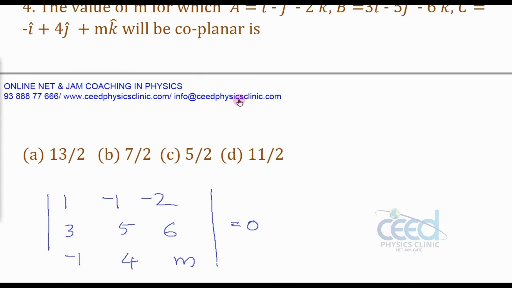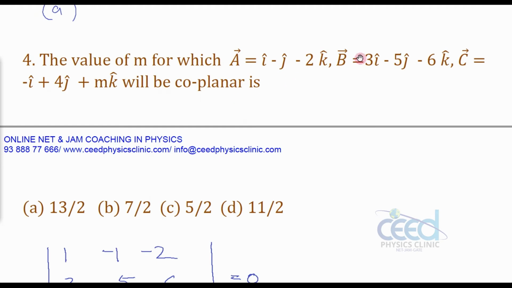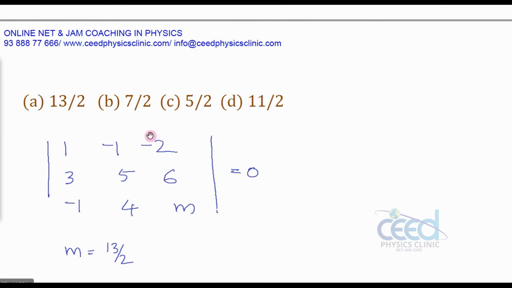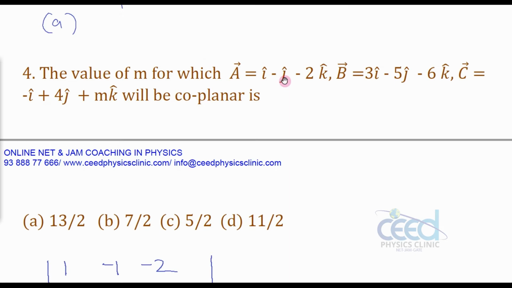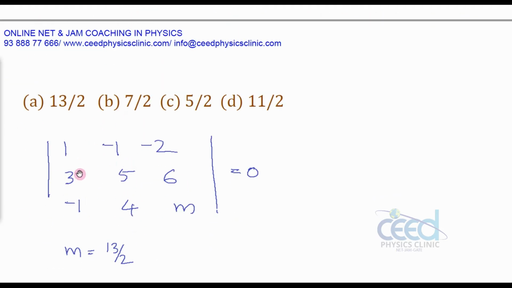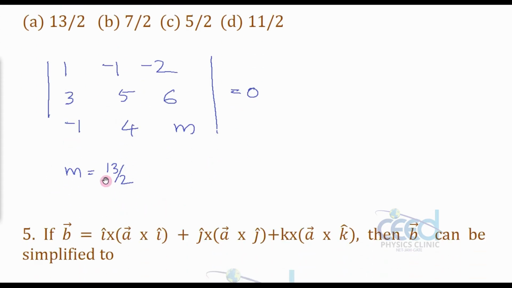So we have already discussed in theory, coplanar means all the vectors lie on the same plane. If all vectors are lying on the same plane, there will be only area, there is no volume as there is no height. So A dot B cross C is equal to 0. That means A dot B cross C is equal to the determinant of this: 1, minus 1, minus 2; 3, minus 5, minus 6; minus 1, 4, m. By expanding this determinant you can find the value of m, that is m is equal to 13 by 2.